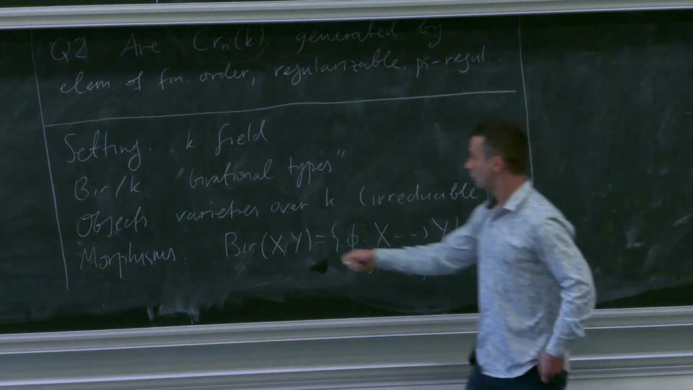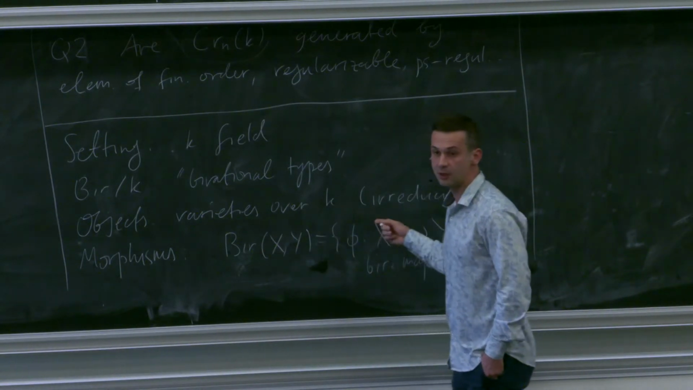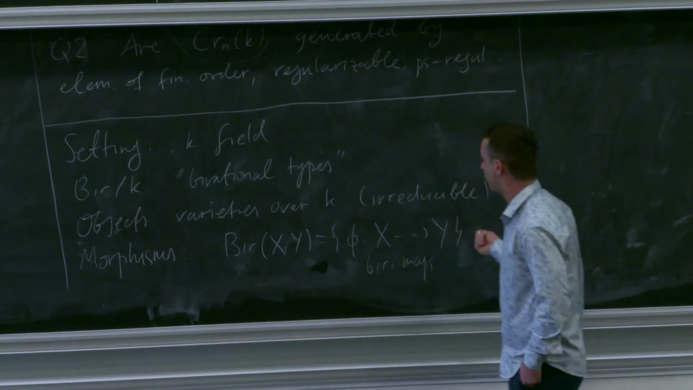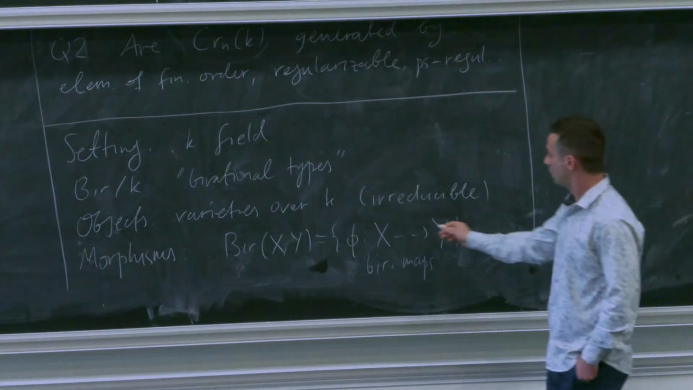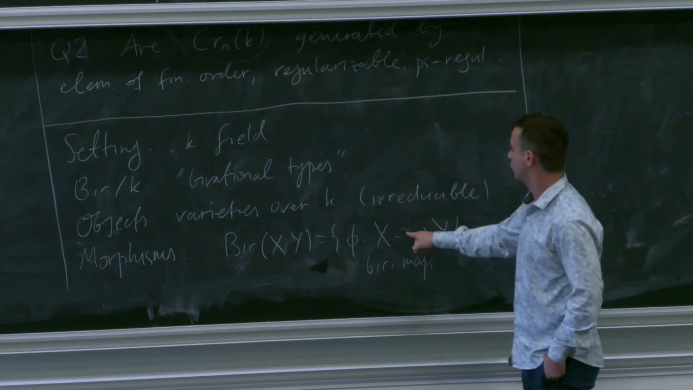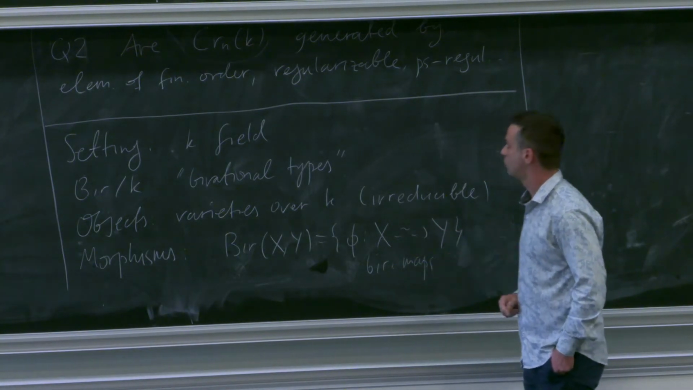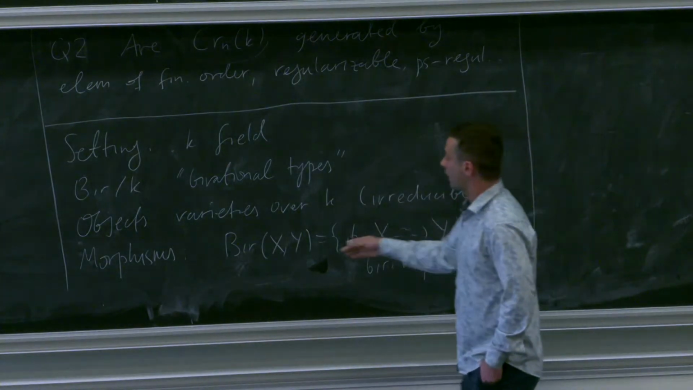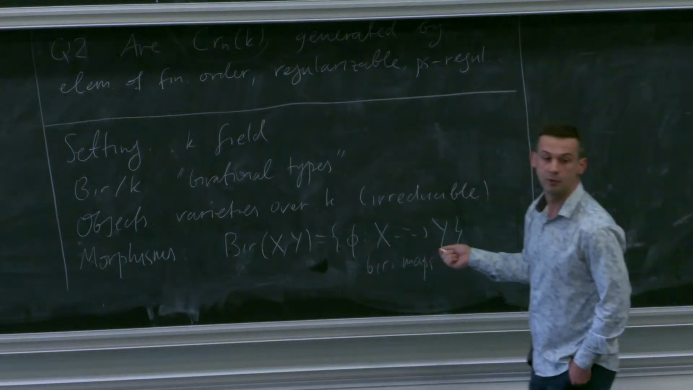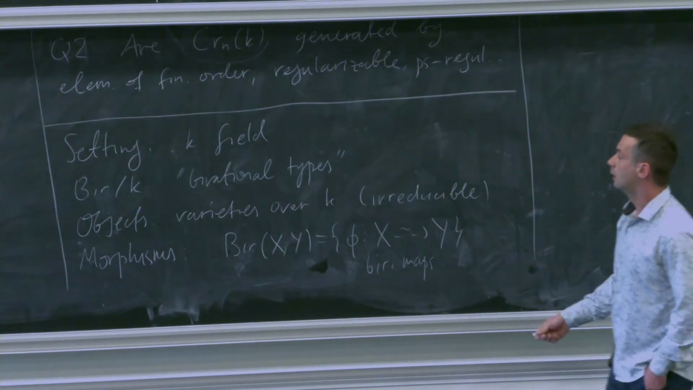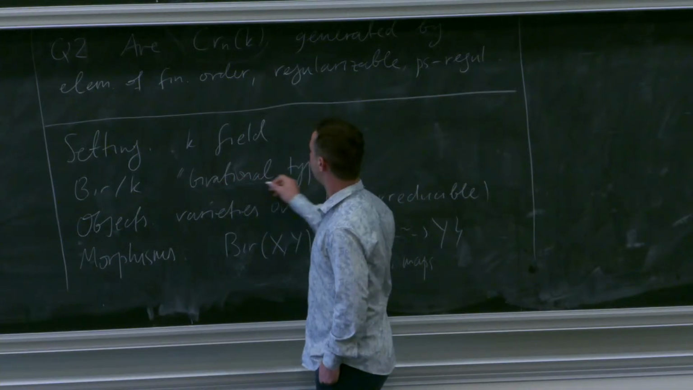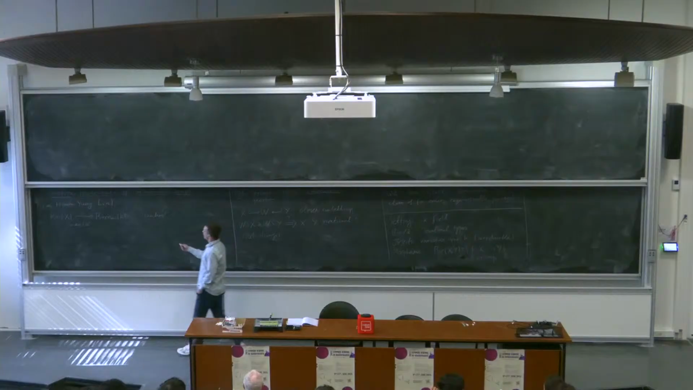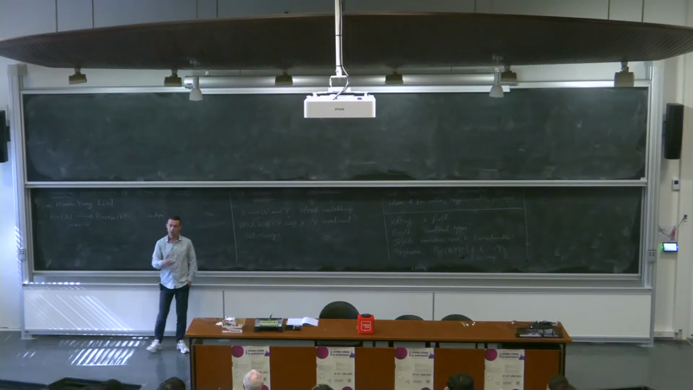So if X and Y are not birational, then this is empty. But if X is equal to Y or something birational to Y, then there are birational maps between them. So they're not just rational, but birational. We usually won't write this; usually all my maps will be birational. And so it's a groupoid, a category where all morphisms are invertible. That's the category of birational types I'm working with. And so the target of this homomorphism is the set of isomorphism classes in this category.